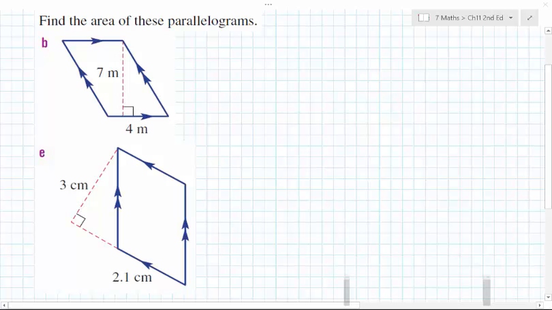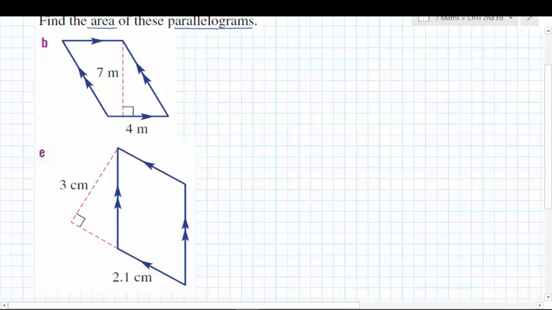Okay, and this question here wants me to find the area of these parallelograms. So the area of a parallelogram, and let's look at B. So for B, the area of a parallelogram is base times perpendicular height.